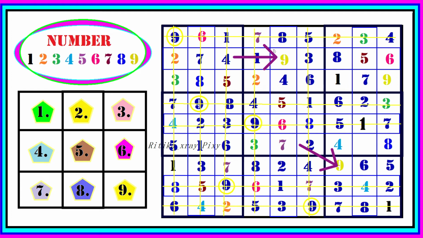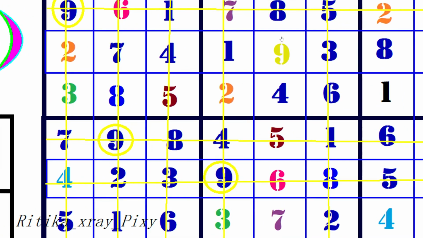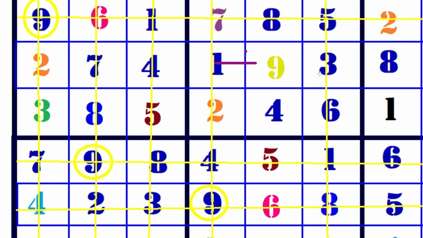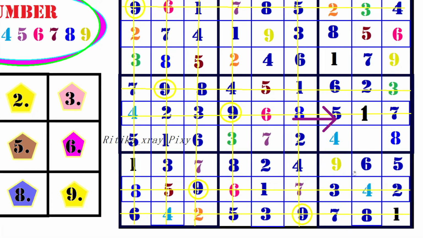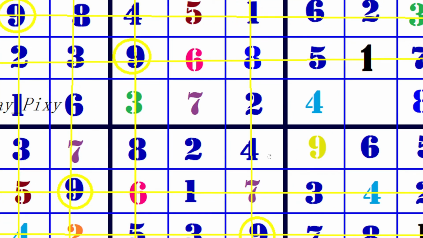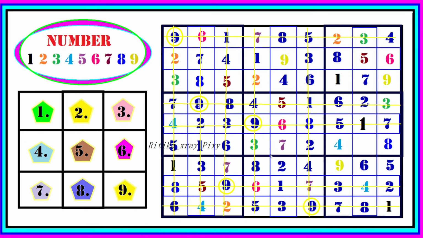Now for the 9th digit we have to fill block number 9, 2nd block and 3rd block. You can see in the 2nd block we have just 1 location, this one. In the 3rd block we have 1 location, this one. In the 9th block we have 1 location, this one. You can see we solved this puzzle.